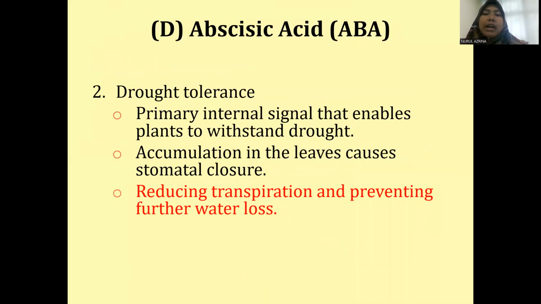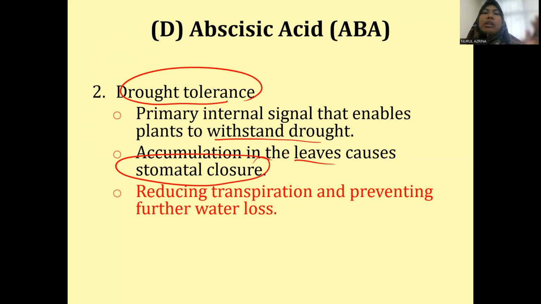Another function of ABA is that it is very important in drought tolerance. During drought, ABA becomes the main signal that enables the plant to withstand drought. So how? The increase in ABA will accumulate in the leaf, which causes the stomata to close, number one. The closing of stomata will reduce the transpiration process and prevent further water loss. So this is the second function of ABA.